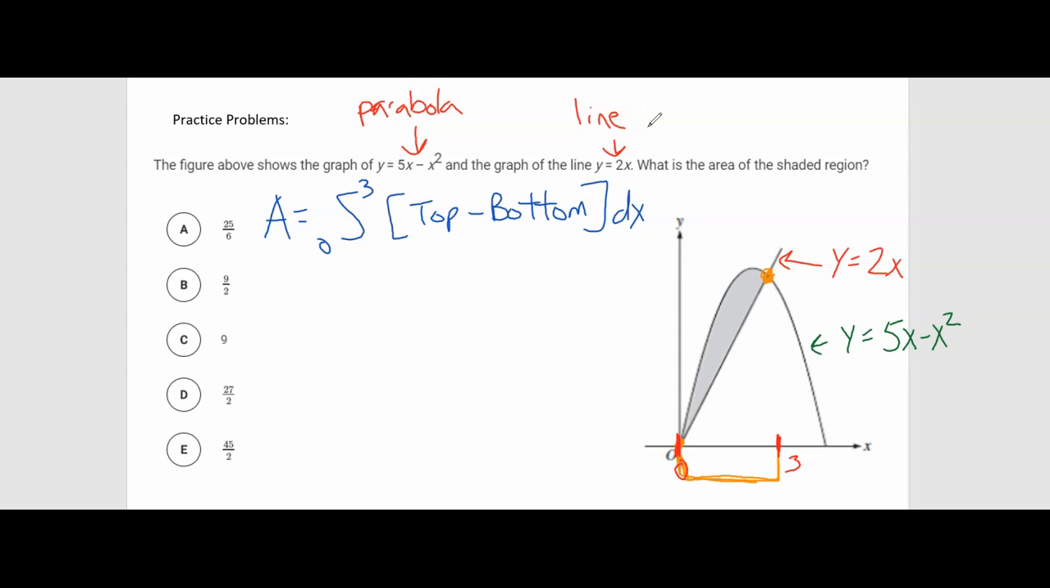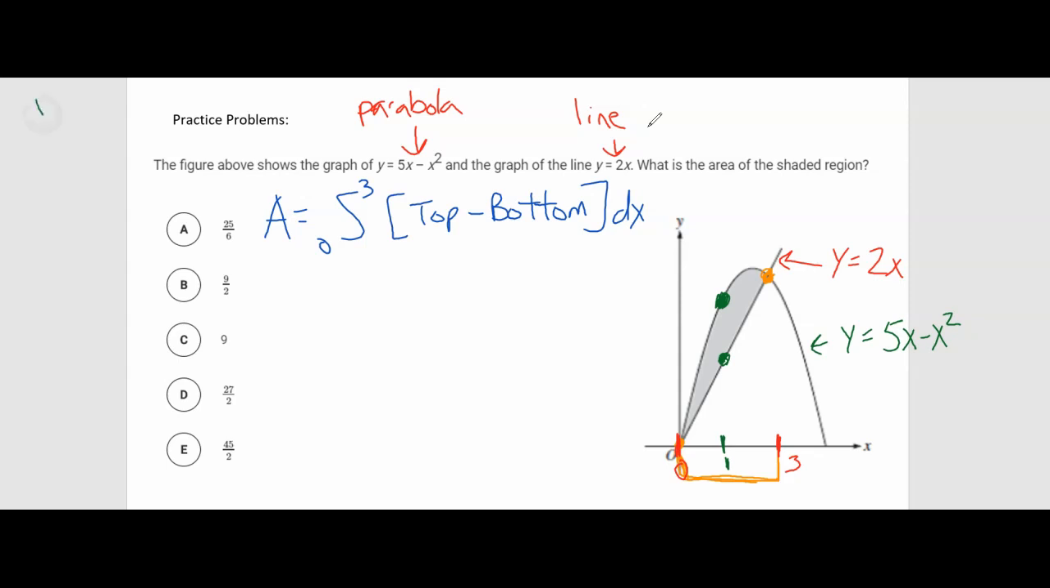If it's not easy to tell, here's another way you can figure it out. Very easy, it's going to take a few seconds. Pick a number on your interval. I'm going to pick 1. That's between 0 and 3. Now, you can substitute into your functions and see which one has the greater y value, right? That will tell you which one is your top function, which one is your bottom.